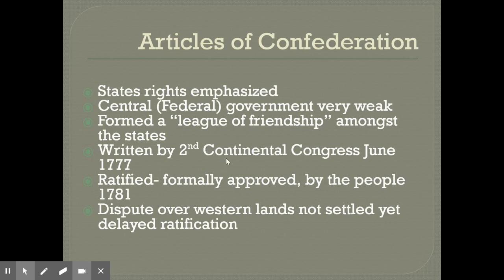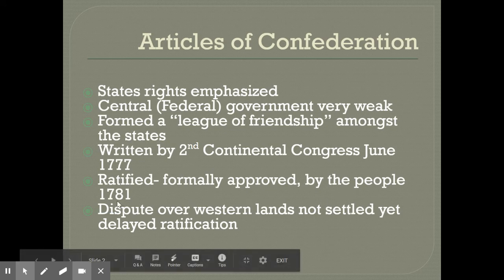This was written by the Second Continental Congress in June of 1777, and it was ratified and formally approved by the people in 1781. A dispute over Western land not yet settled delayed the ratification.